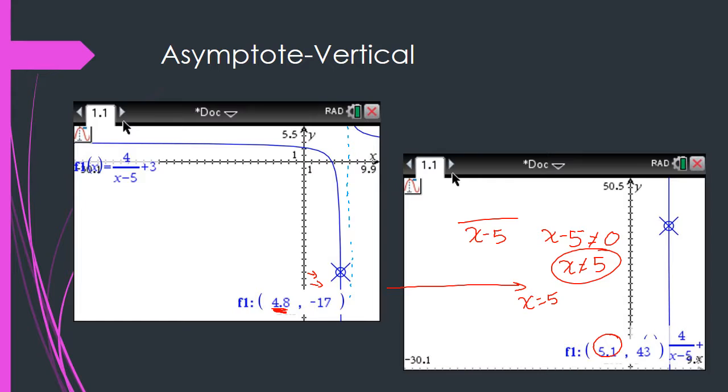So how would we write that into our document? Where it says asymptote, we would write vertical, and then we would write at x equals 5. But remember, we have a horizontal asymptote as well. It's a little bit more difficult to look at.